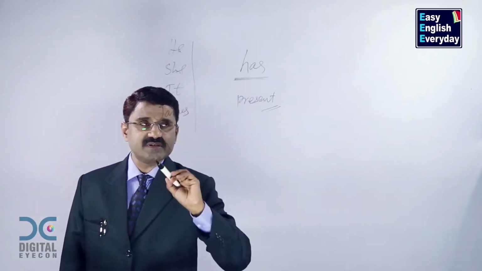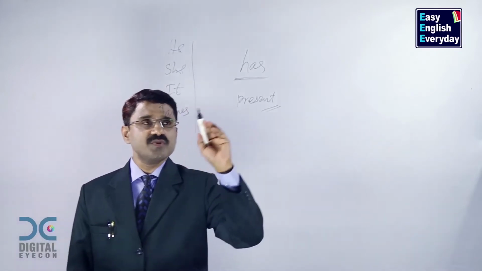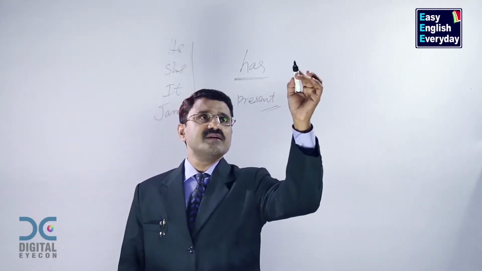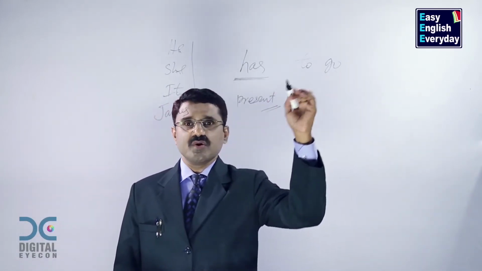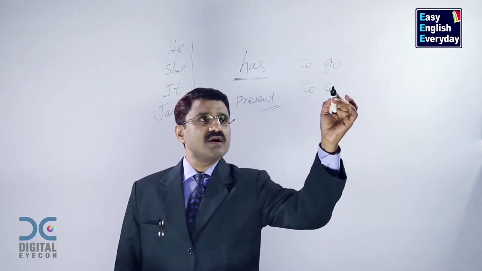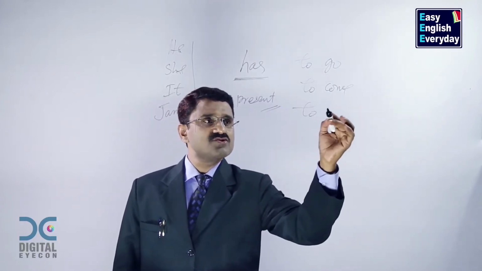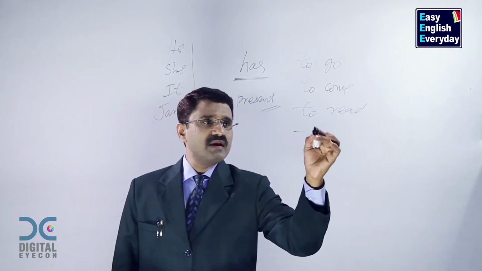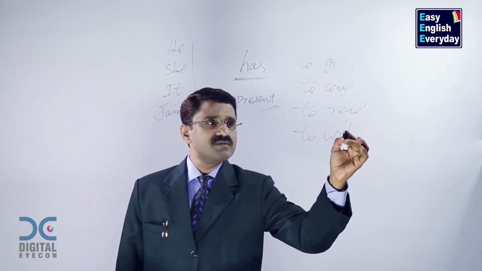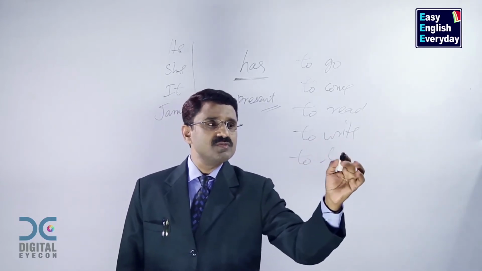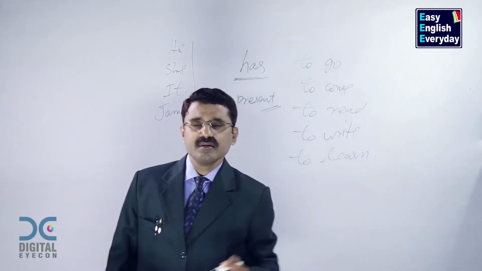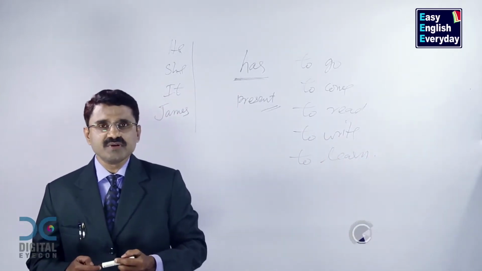This indicates present tense. Now how to make sentences with this? So look at these examples. He has to go. He has to come. He has to read. He has to write. He has to learn. What do these examples indicate?